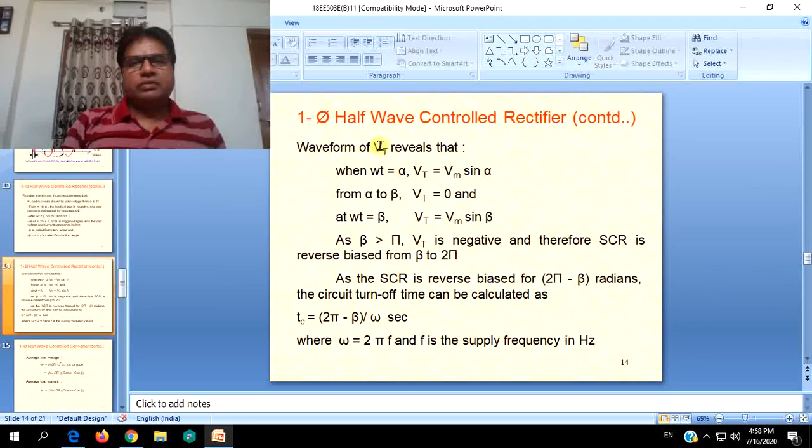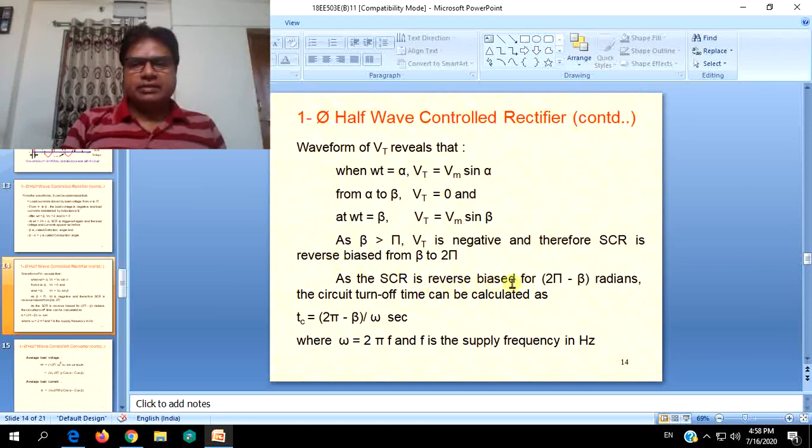The waveform of SCR voltage reveals that when omega t equals alpha, Vt is Vm sin alpha. From alpha to beta, that is when conduction is taking place, the voltage across the SCR will be 0; it is a short circuit or closed switch. At omega t equal to beta, Vt will be equal to Vm sin beta. As beta is greater than pi, Vt is negative and therefore the SCR is reverse biased from beta to 2 pi. It is deemed to be understood.